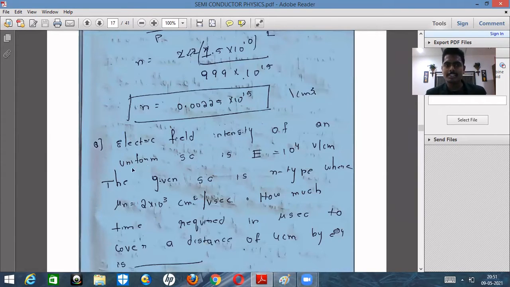The electric field intensity of a uniform semiconductor is E equal to 10 power 4 volt per centimeter. So the electric field intensity of a particular semiconductor is this one. Remember carefully here, it is a uniform semiconductor. Here I need to tell you one thing.